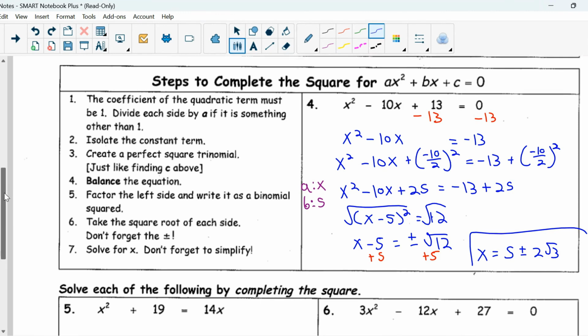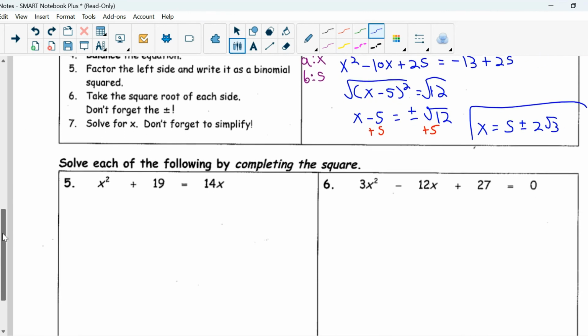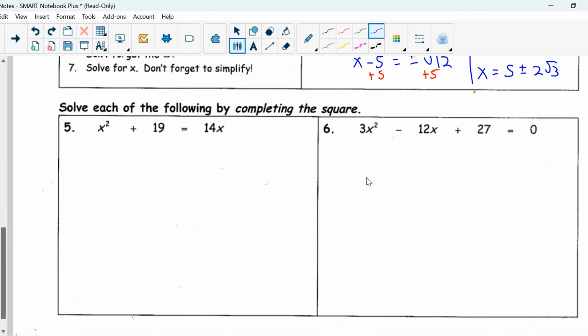All right. We'll do one more example for now. Let's do number 6. Number 5. Actually, we'll do both. So for number 5, we have our b value on the left side, so we must move that to the right side. So let's move that to the left side, and simultaneously, let's move our c value to the right side. So that gives me x squared minus 14x, leave a blank, equals negative 19.